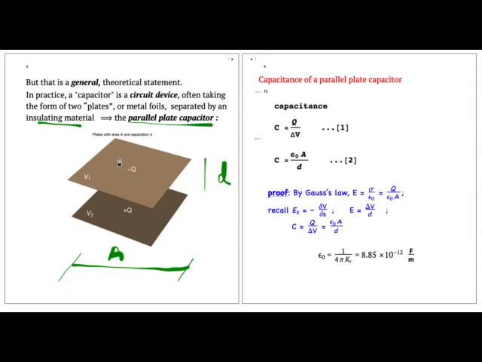Now I define capacitance as Q over delta V. For this geometry, what is that capacitance? In other words, what's the capacitance of a parallel plate capacitor? The definition of capacitance is the charge over the potential difference. Now, the potential difference will be proportional to the charge. So the ratio between the charge and the potential difference will not depend on the charge or the potential difference.